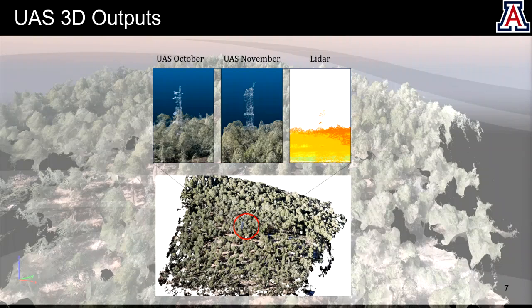The 3D outputs of our results are shown here from 2 different drone flights. Both of them had better accuracy than LiDAR data to capture the structure of the tower, which shows the reliability of the flight. This finding is supported by previous studies that found UAS-based images have a higher capability to capture the top of the canopy compared to LiDAR.